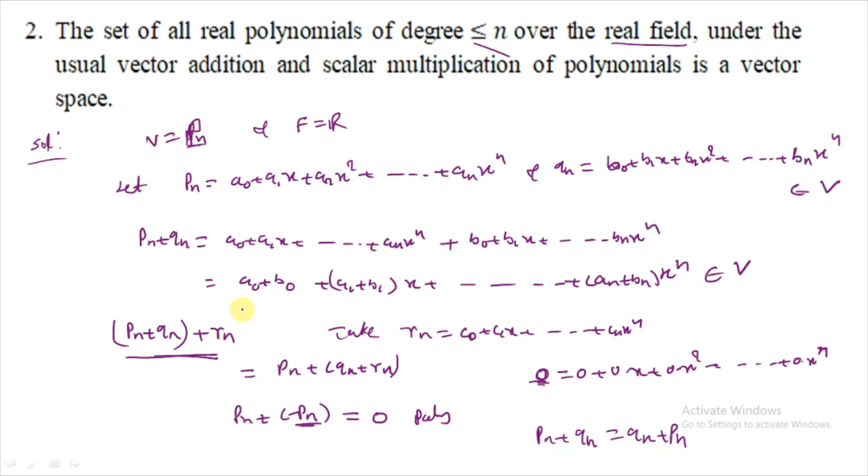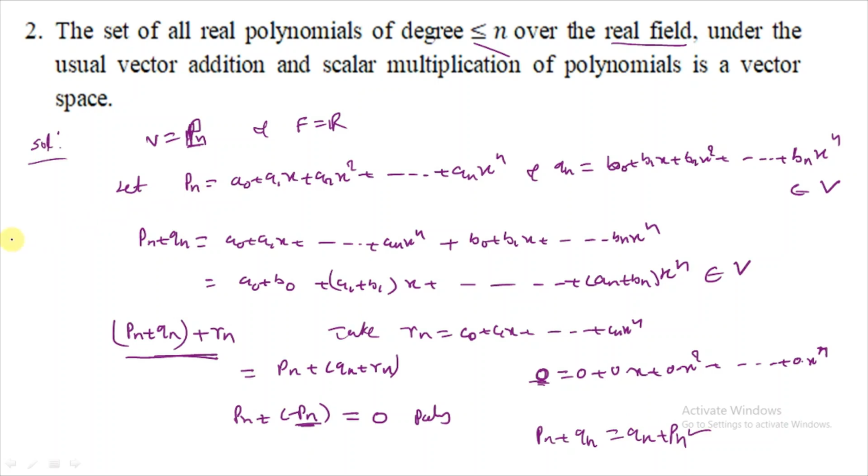Because Pn and Qn, we get a0 and b0. These a0 and b0 are real numbers. Real numbers have the commutative property, so you can write b0 plus a0. Similarly, b1 plus a1. This is the same as Qn plus Pn. Next, the sixth property, scalar multiplication.